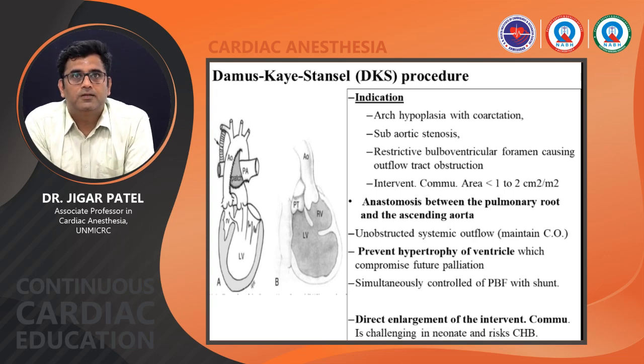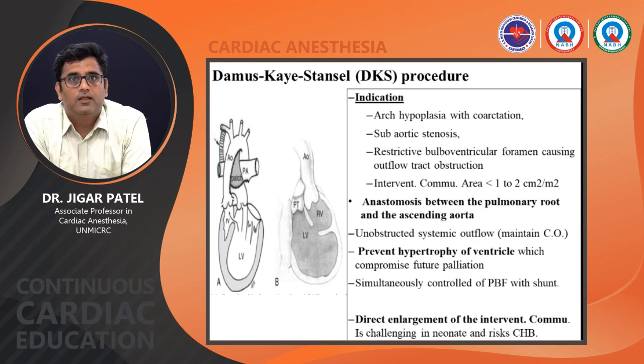Now, when a patient presents with obstructed systemic blood flow, there are two procedures of choice. First is the DKS procedure, a short form of the Damus-Kaye-Stansel procedure. It is indicated in arch hypoplasia with coarctation or subaortic stenosis, or when the patient presents with a restrictive bulboventricular foramen causing outflow tract obstruction. So if the interventricular communication at the level of the VSD is less than 1 to 2 centimeter square per meter square, then the DKS procedure is advised.